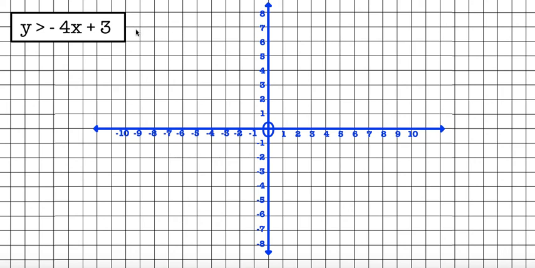So here I have y is greater than negative 4x plus 3. Remember that because it's y is greater than, this is going to be a dashed line. So our slope here is negative 4, and our y-intercept is 3.